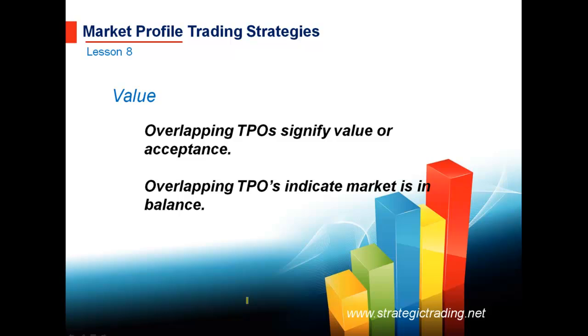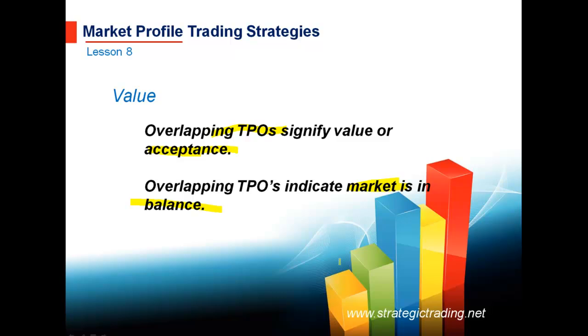All right, now I want to review the concept of value and how we identify it on the profile. Basically, we begin to see value emerging when we see an overlap of TPOs. This is telling us that the market is accepting these prices and the short-term traders are feeling comfortable in this area. And the corollary to that, when this starts to happen, is we have balance in the market. We get a balanced market. So this is what we mean when we talk about value.